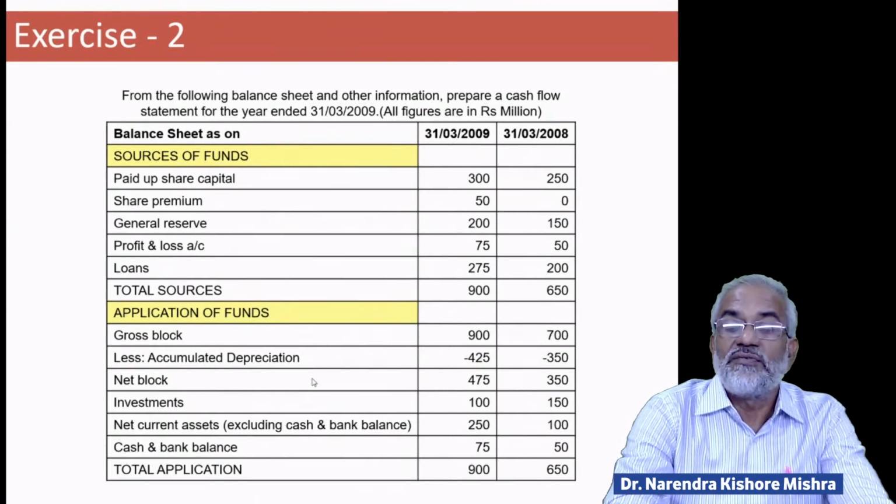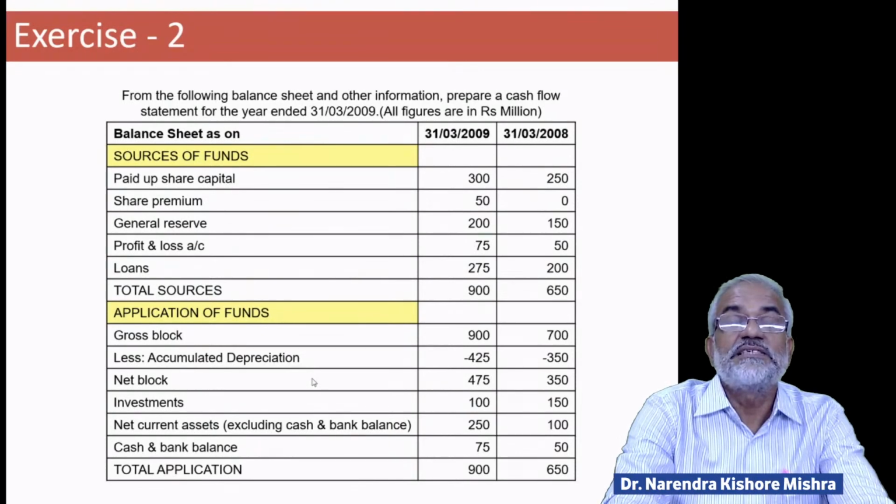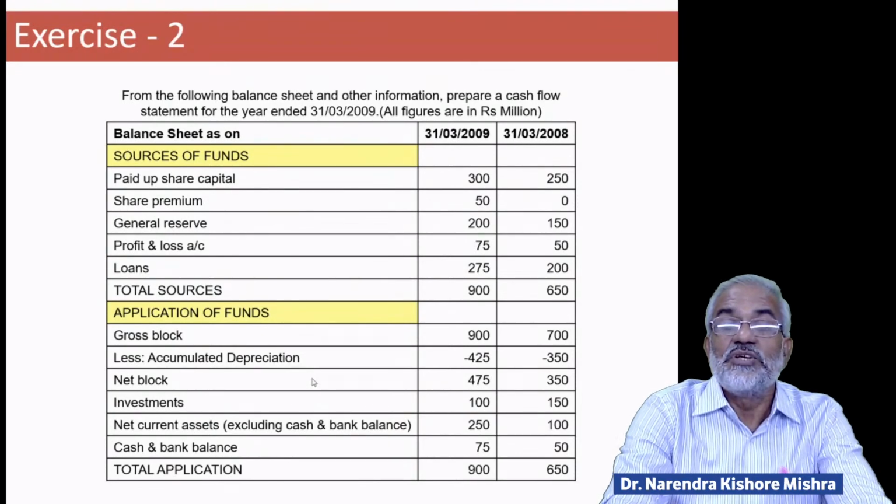And under the application of funds, different items are given like gross block. Gross block means fixed assets from which the accumulated depreciation has been deducted. The net block of fixed assets is given. Investments are given, net current assets are given, cash and bank balances are given, and the total of sources is 900.